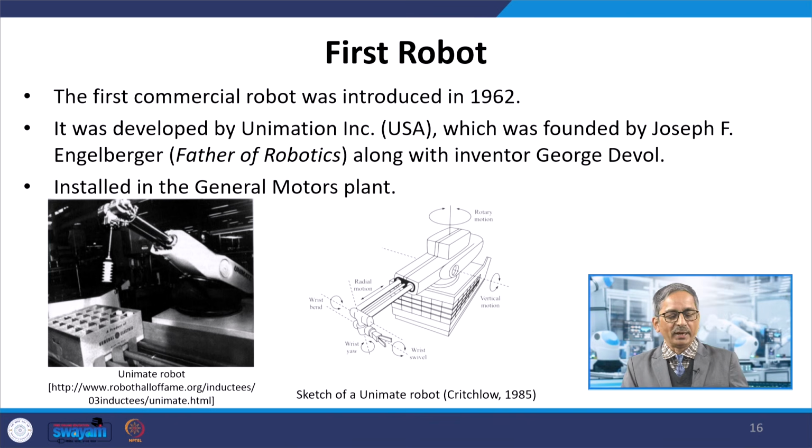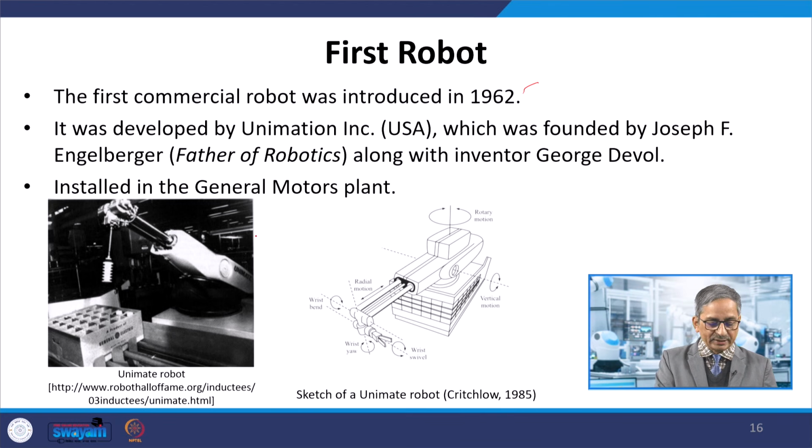The first commercial robot was introduced in 1962, and it was developed by Unimation Incorporated, USA, which was founded by Joseph F. Engelberger, who is often called the father of robotics, along with the inventor George Devol. It was installed in the General Motors plant.